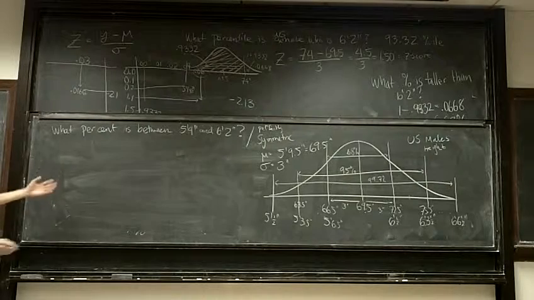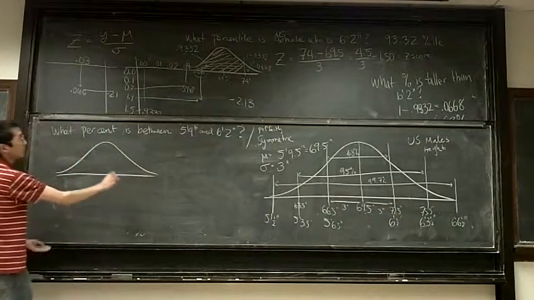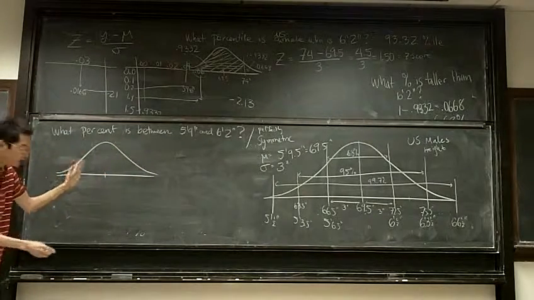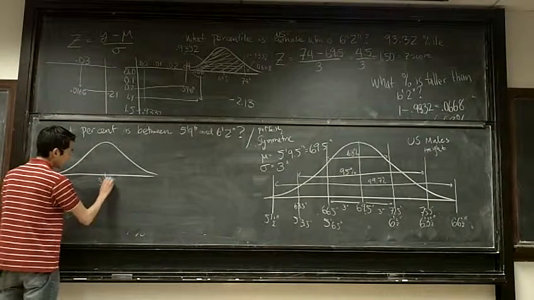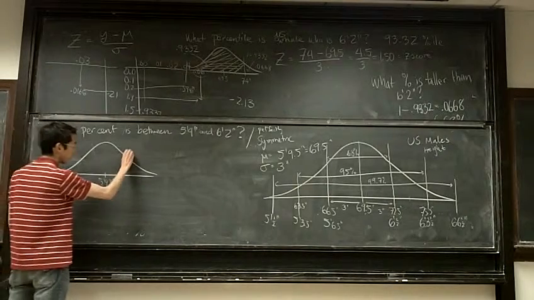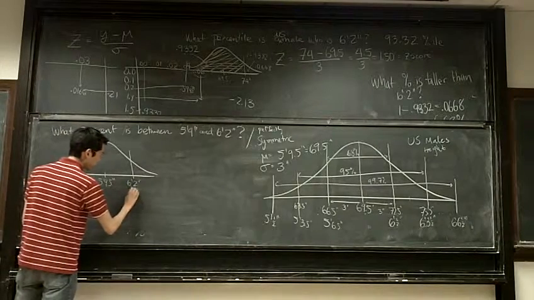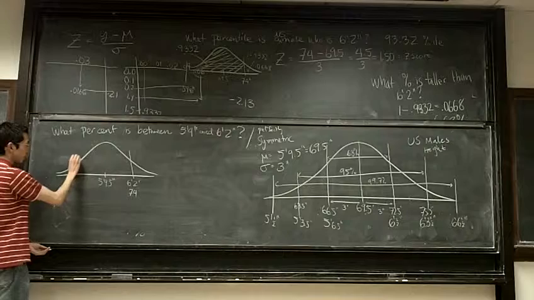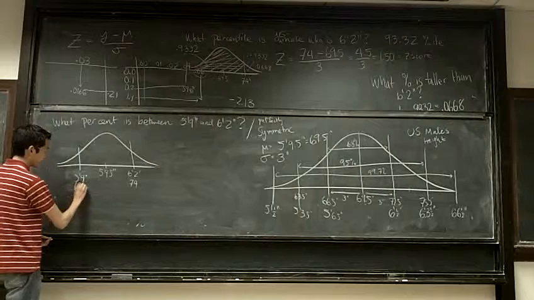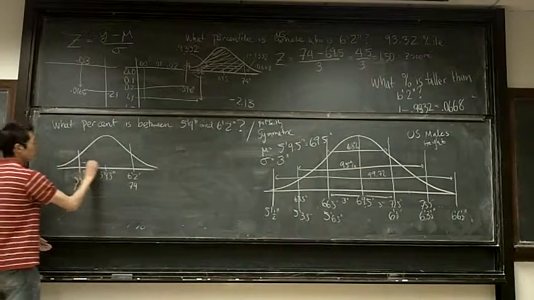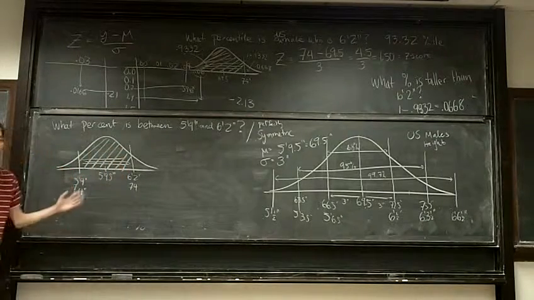So 5'4" to 6'2". It's always very helpful to draw a picture when you're doing these analyses. We've got 5'9.5" in the center, and we're going up to 6'2", or 74 inches. And down here, we're at 5'4", or 64 inches. And we want to know what percentage of people can fit in our astronaut suit.